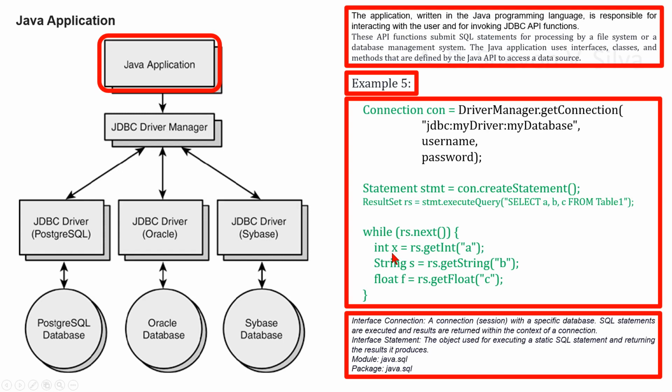In getString, it retrieves the value of the designated column in the current row of this ResultSet object as a String in the Java programming language. Here getFloat retrieves the value of the designated column in the current row of this ResultSet object as a float in the Java programming language.